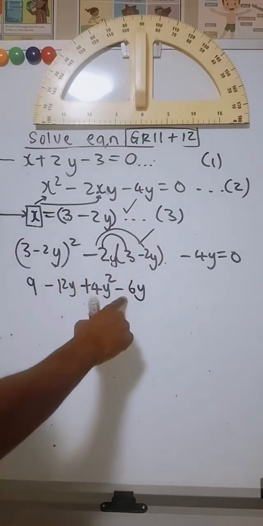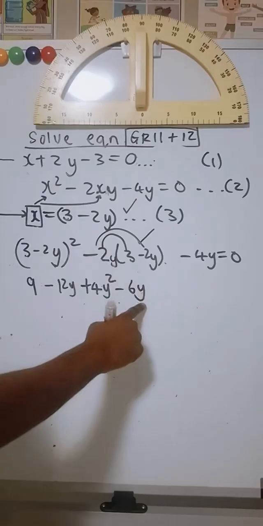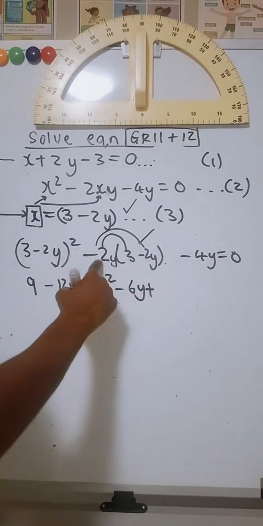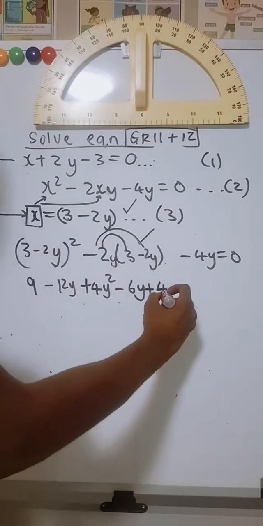Negative times a positive is a negative. 2 times 3 is 6. Y next door. Negative times a negative is a positive. 2 times 2 is 4. Y times y. You keep the base, laws of exponents.